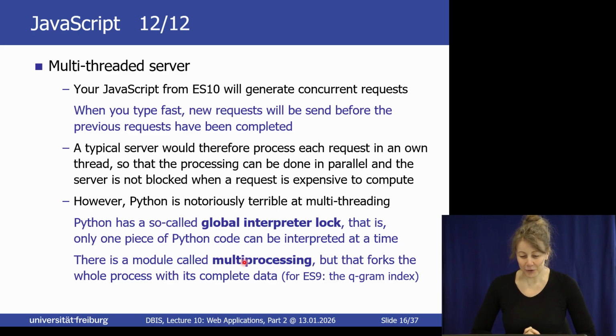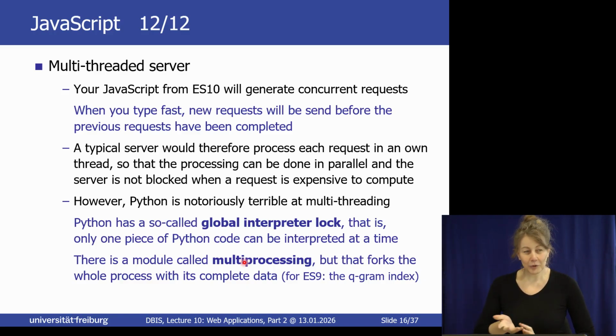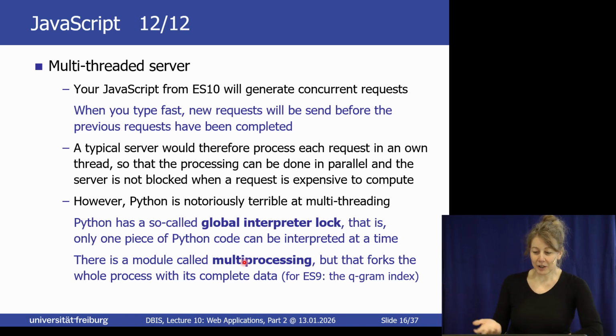So you use threading. You think, oh, cool, Python has multi-threading, and you duplicate your process with the complete data. Try it. It won't work. It will just crash your machine, because the qgram index is quite large.